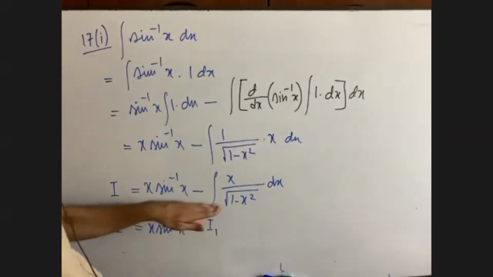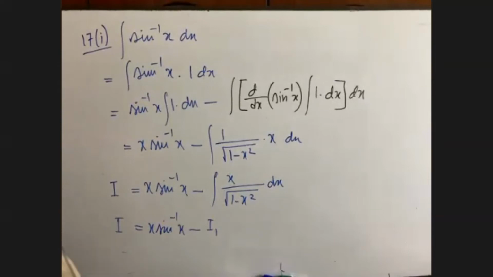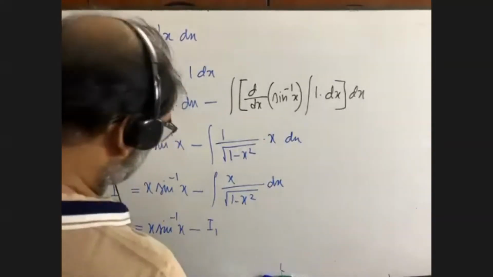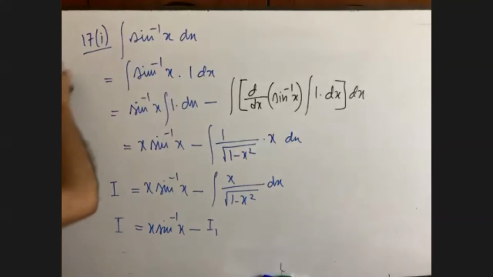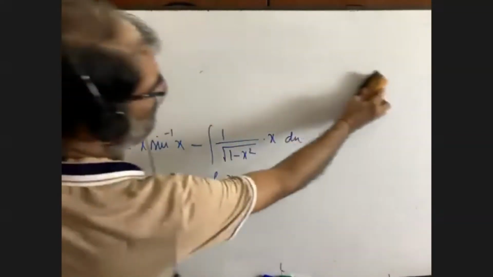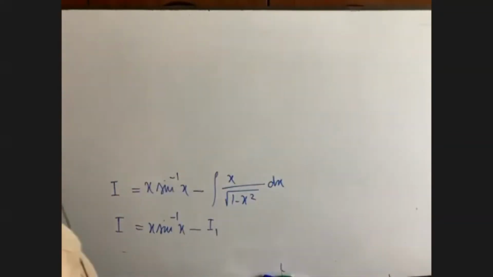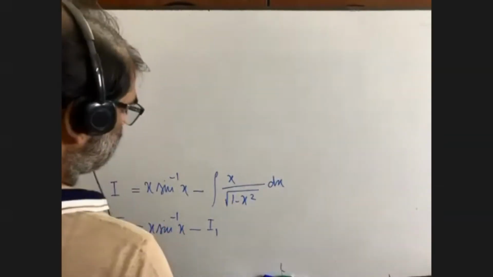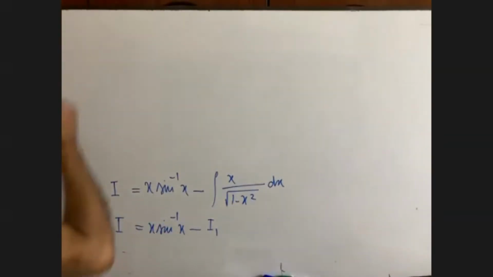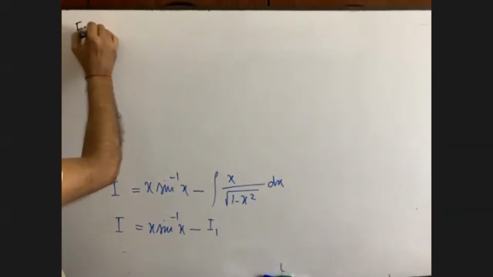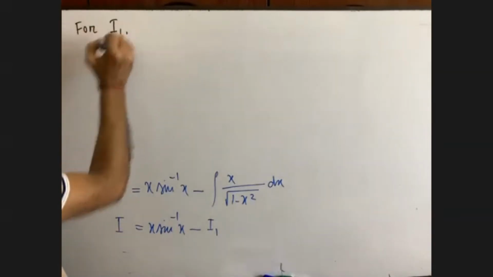If you want, I can do it. Sir, can't this be done in a short way like the previous math? Of course, it can be. I will show you. But sometimes you will forget it. For this, for I1, you have to write it for I1.